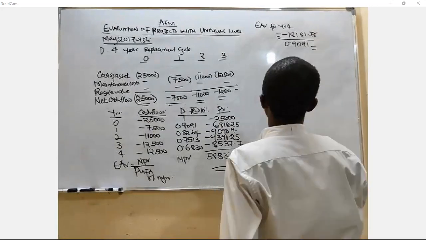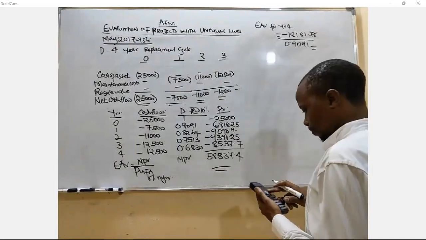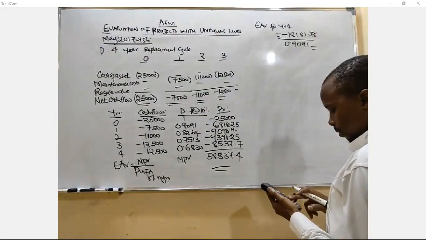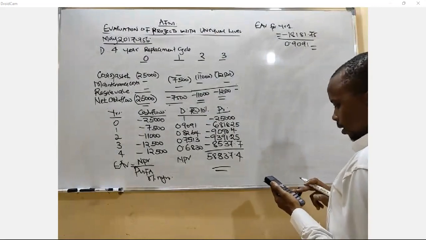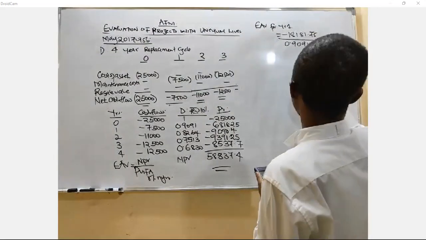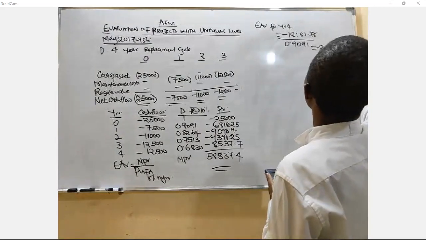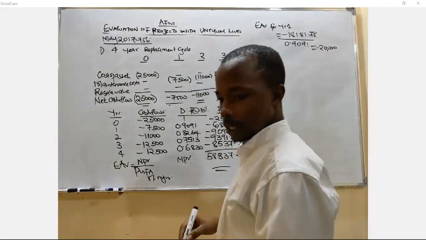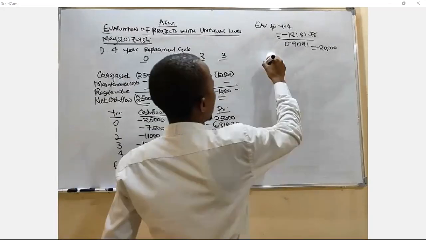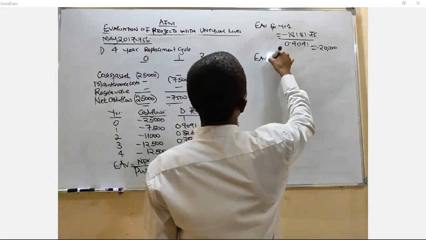Right? What is your EFV for the first year? Is that how much? It is around 20,000. Are we together? It should be around 20,000 there. 19,999. When you round off, you'll be able to get 20,000. Now, let us look on the EFV for the second year.